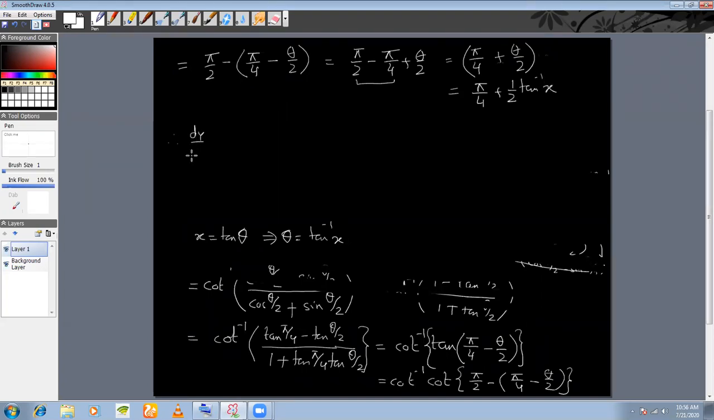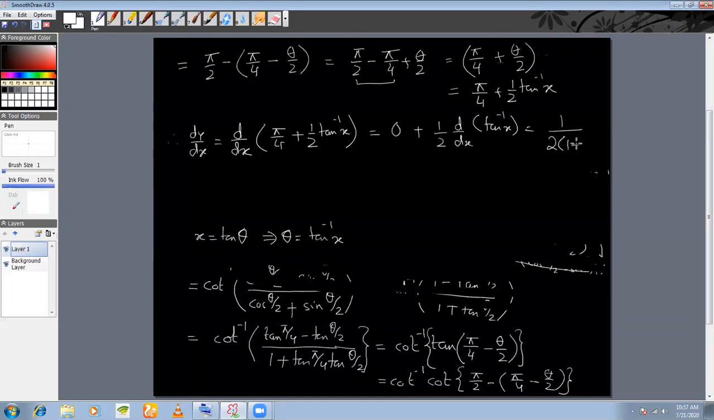dy dx is ddx of pi by 4 plus half tan inverse x. ddx of pi by 4 is 0, plus half ddx of tan inverse x, isn't it? Which is equal to 1 by twice of 1 plus x square, which is your required answer.